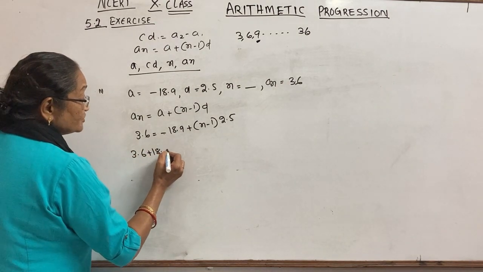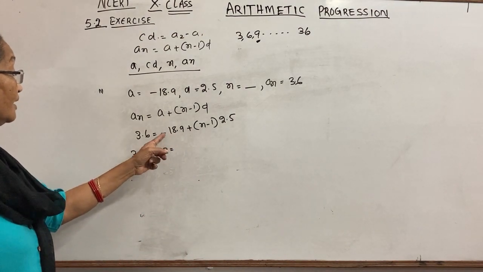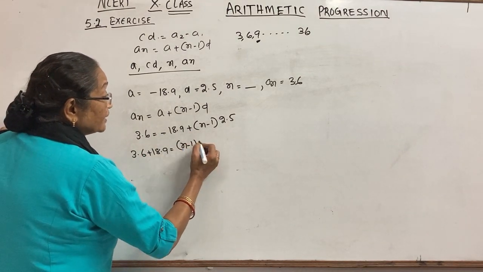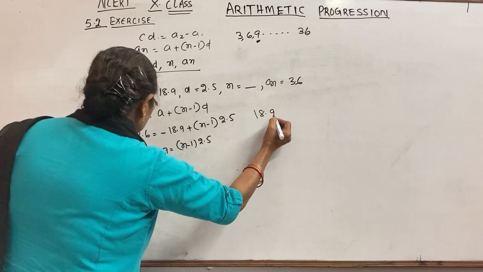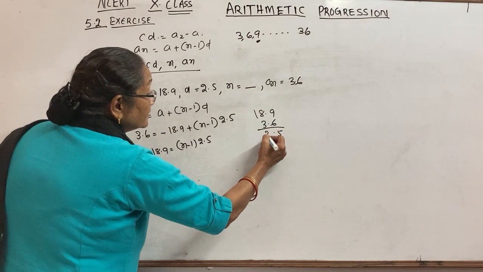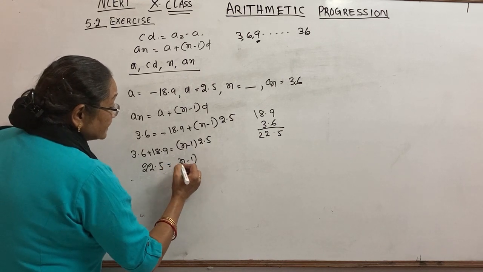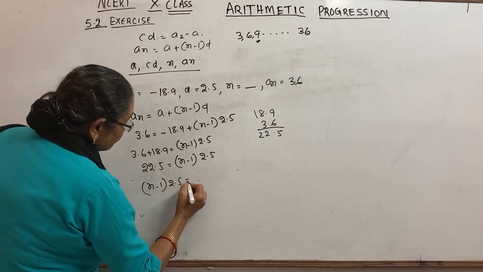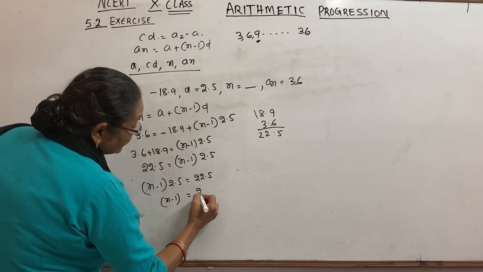अभी क्या है, साइन चेंज हो जाएगा. इक्वल उस तरफ को -18.9 था, इधर को इक्वल इस तरफ को आएगा तो माइनस वाला प्लस हो गया, 18.9 होगा. अभी ये रह गया क्या है, n minus 1 into 2.5. ठीक है, अब इसको ऐड करेंगे. 18.9 से 3.6 को ऐड करेंगे ना, 22.5 equals to n minus 1 into 2.5. n minus 1 into 2.5 is equals to 22.5. Then n minus 1 equals to 22.5.